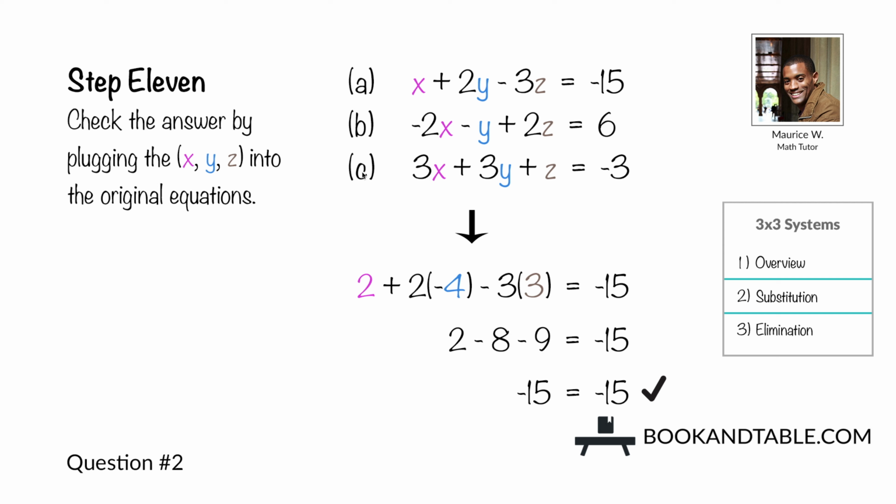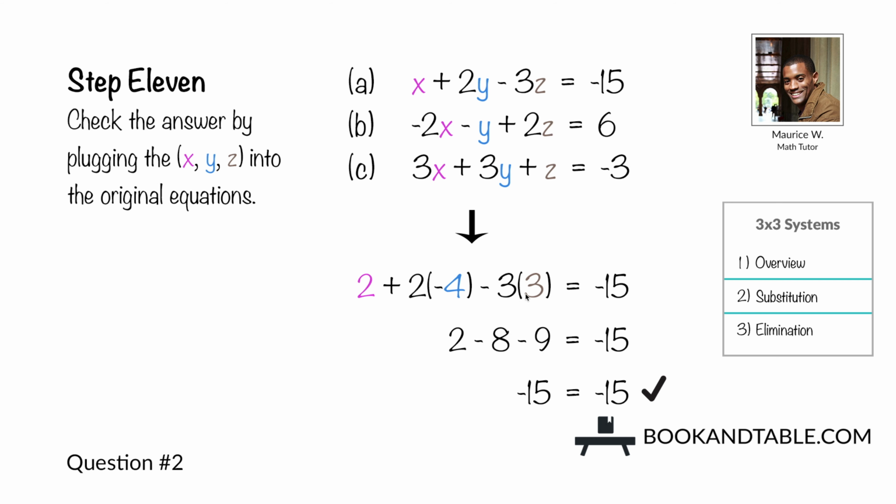When we do so, for a, we get 2 plus 2 times negative 4, which is negative 8, minus 3 times 3, which is negative 9. 2 minus 8 would give us negative 6. Negative 6 minus 9 is negative 15, giving us the true statement negative 15 is equal to negative 15, confirming that these are the correct values for x, y, and z.